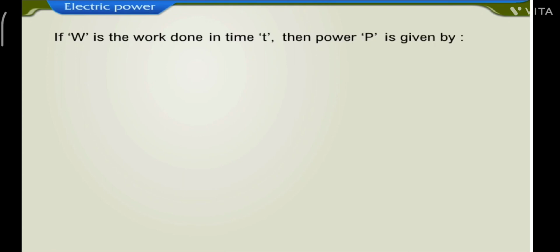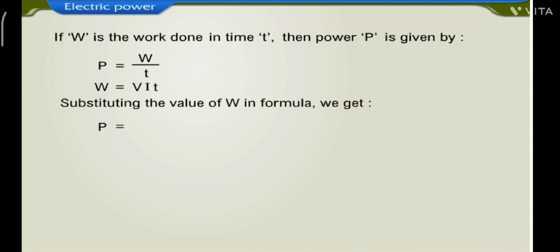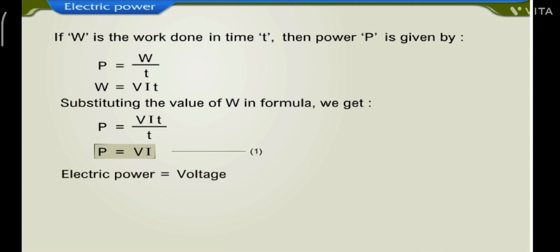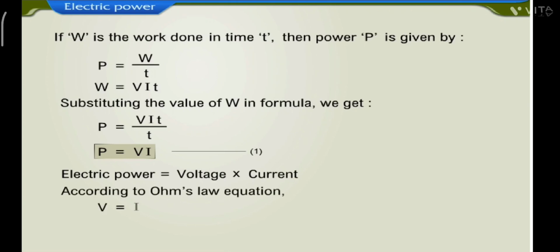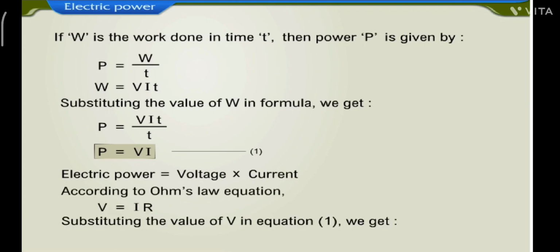We know if W is the work done in time t, then power P is given by P is equal to W upon t. But W is equal to VIt. P is equal to VIt divided by t. P is equal to VI. Thus we get electric power is equal to voltage multiplied by current. Using Ohm's law, P is equal to I squared R.